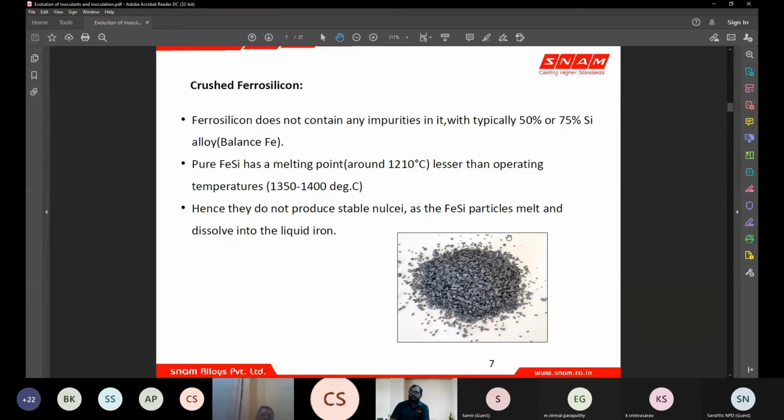So ferrosilicon also gives some nuclei. That means it has some inoculating effect, but it is not a consistent or a very potent inoculant when we talk of it.